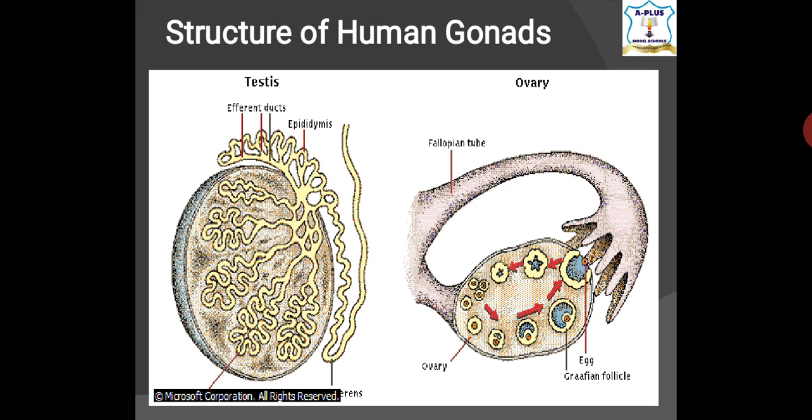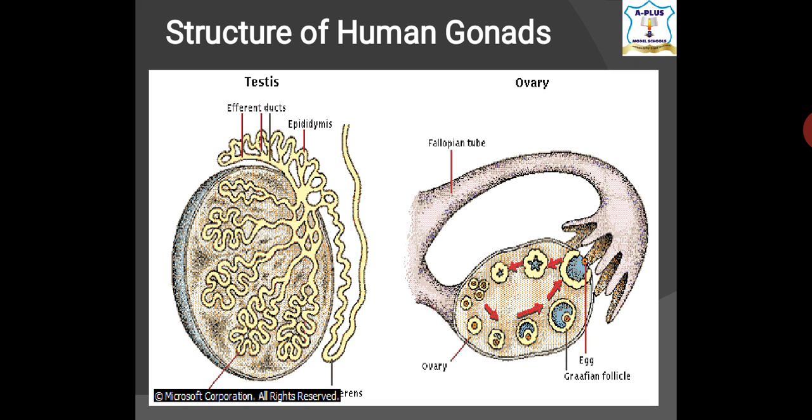Now, this is a good example of a human gonad, which is the testis and the ovary. You can see how the testis looks like. We have the efferent duct, we have the epididymis where the sperm is being stored, we have the vas deferens, and we have the prostate gland.